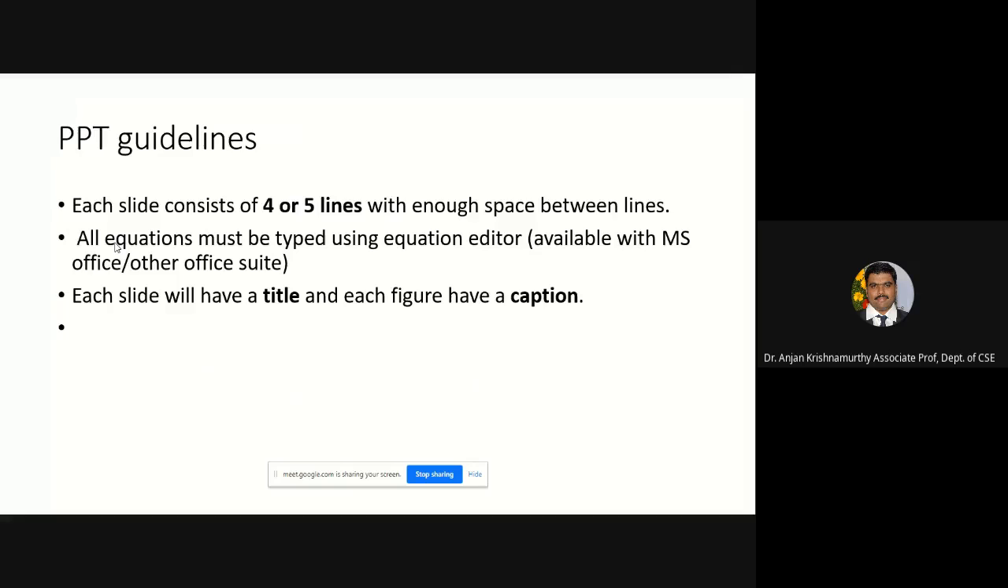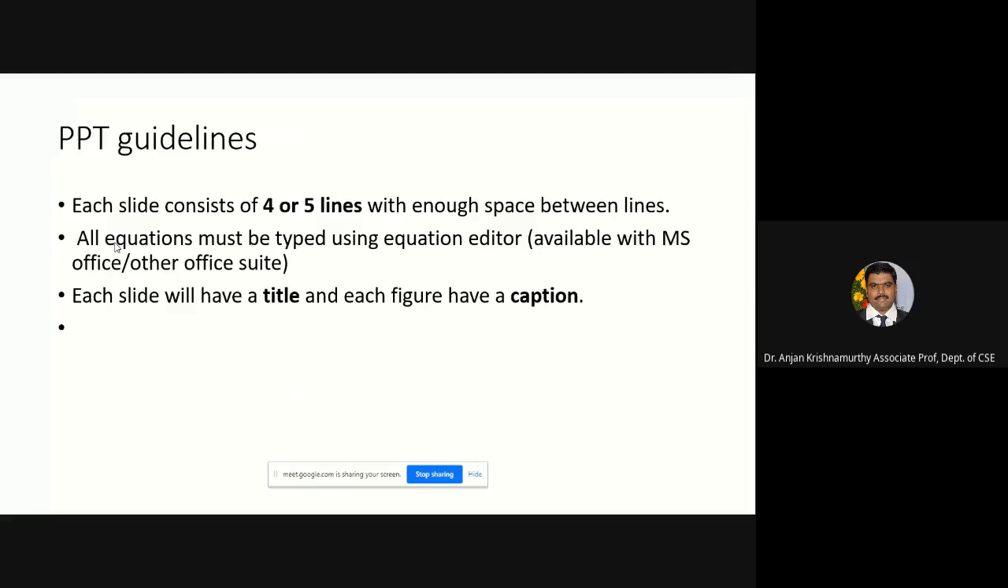So, PPT guidelines: each slide must consist of 4 to 5 lines with enough spacing in between. Do not paste paragraphs together into the slide and make it so awkward or densely populated that nobody can see anything in your slide. Right? Make brisk points. Understand what is the point that is being presented and effectively present that in your presentation.